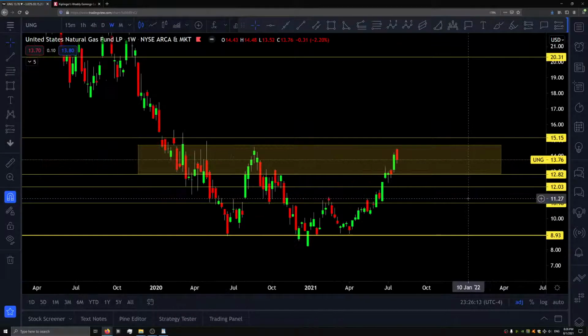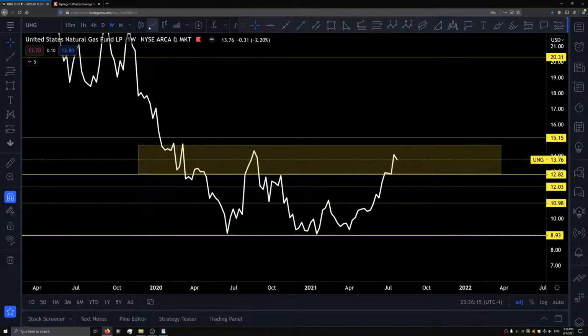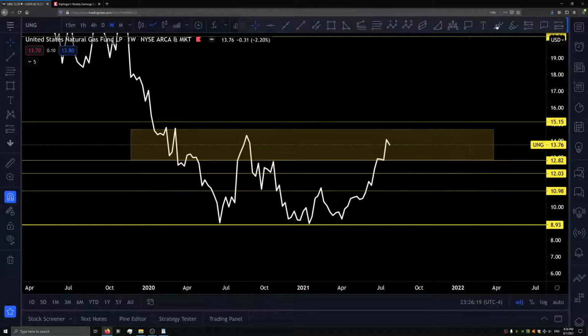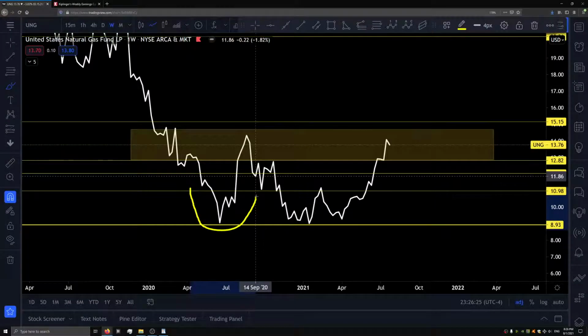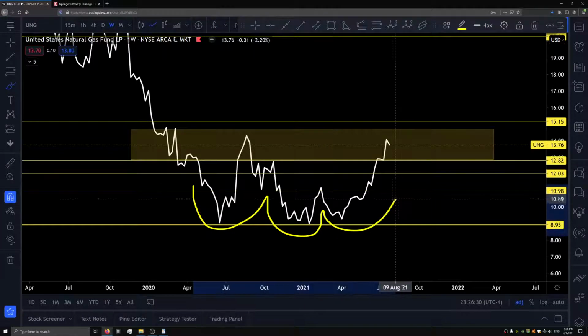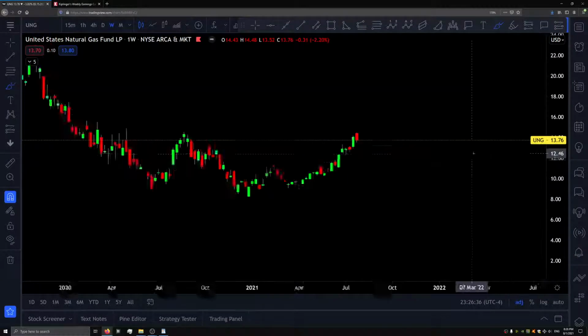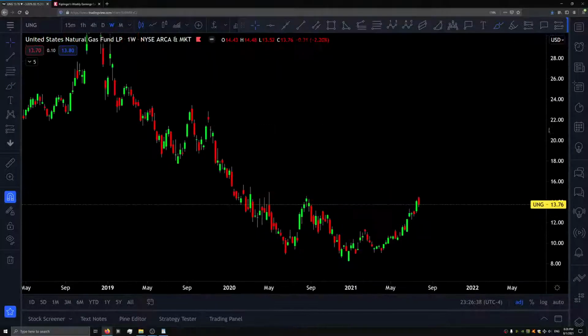Now UNG, we're still on the weekly chart as investors. UNG has a literal textbook upside down head and shoulders here that basically completed the first leg. Left shoulder, head, right shoulder. Candles, yep, textbook right there. Okay, let me erase everything so I could draw it for you.